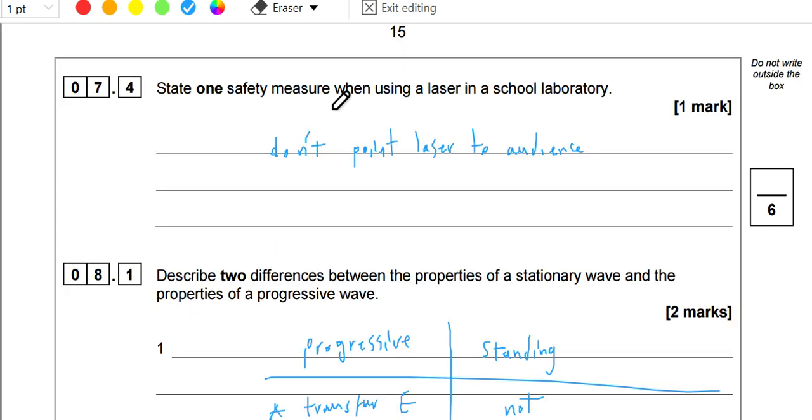Don't ever point a laser at the audience. You can also add: don't use reflective surfaces.